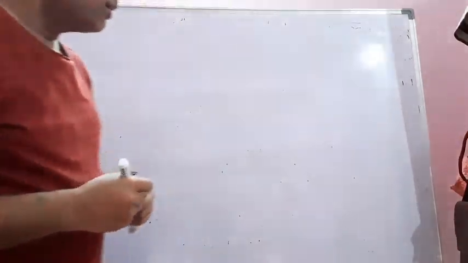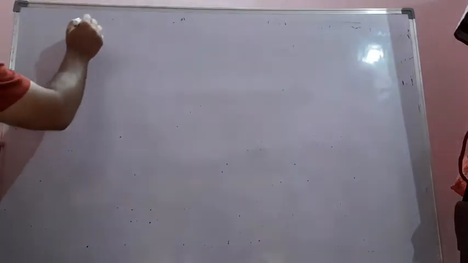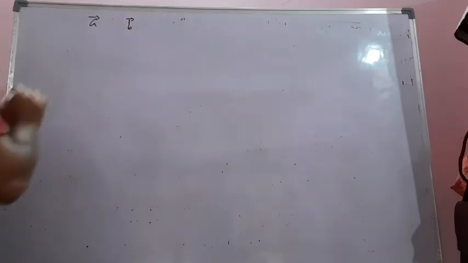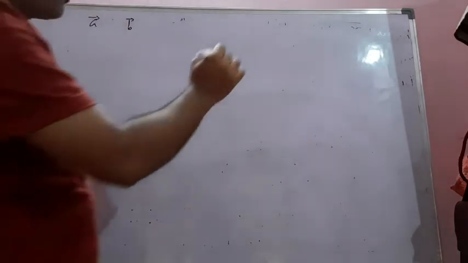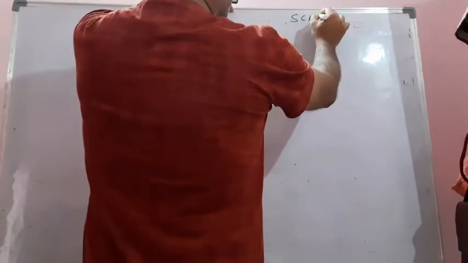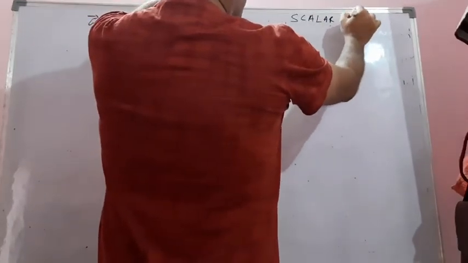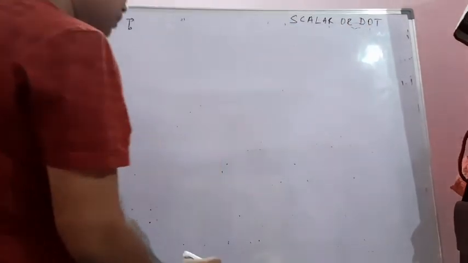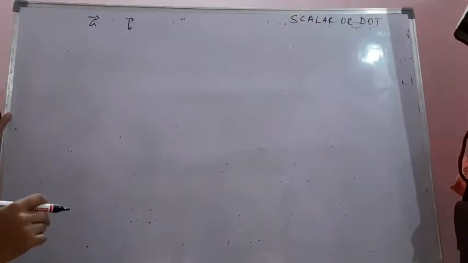Okay, so see what is scalar product. Suppose we have given two vectors a and b. The name is scalar product, or dot product. So what is scalar product or dot product, that we are going to discuss now.